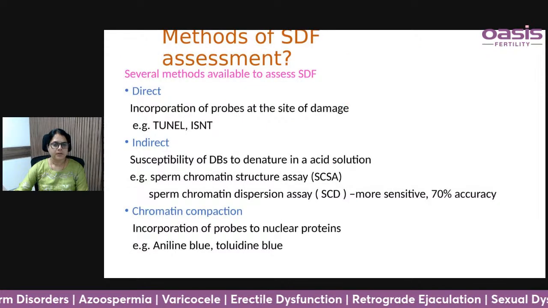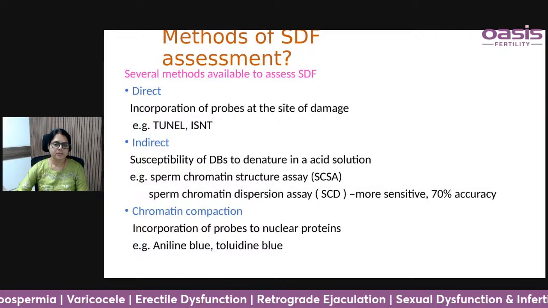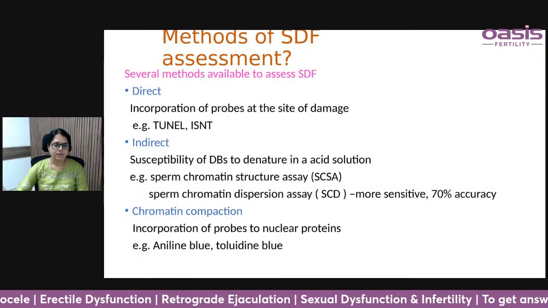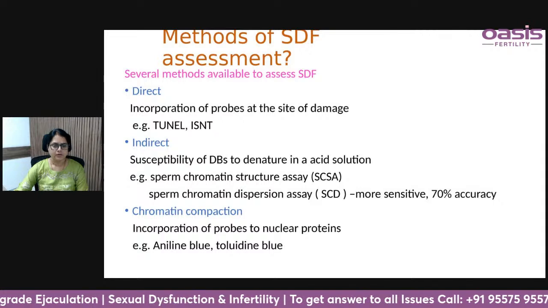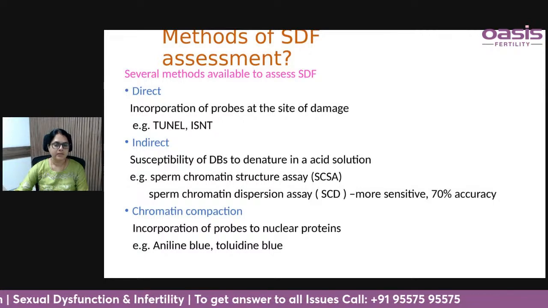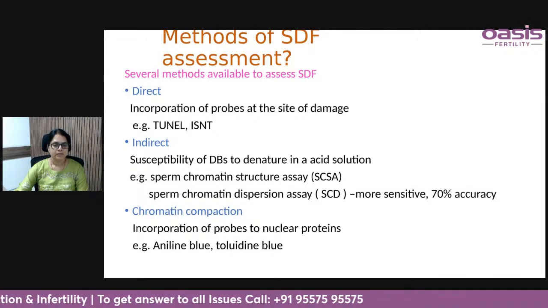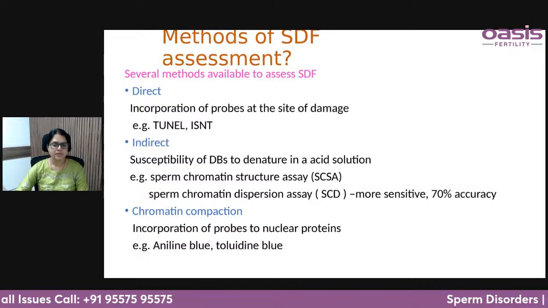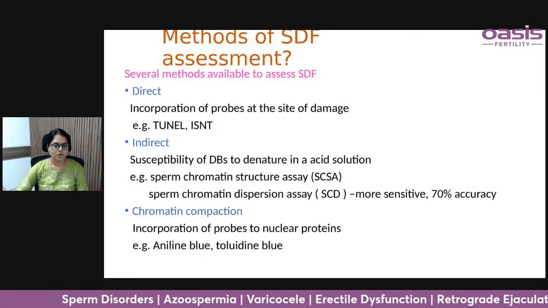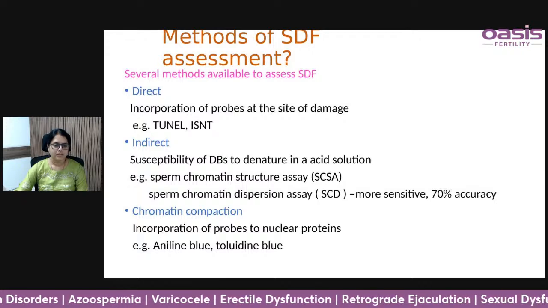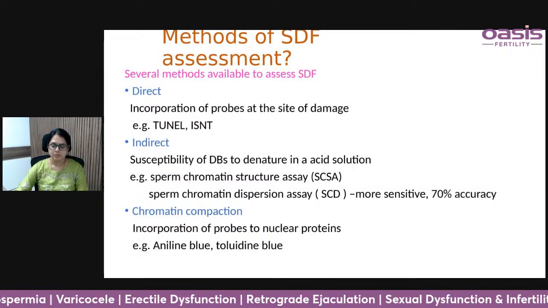And there are different methods available to assess the sperm DNA fragmentation. They are direct tests, for example TUNEL and SCD tests, and indirect tests like sperm chromatin structure assay, known as SCSA, and sperm chromatin dispersion assay, which is more sensitive and with 70% accuracy, and chromatin compaction tests, for example aniline blue and toluidine blue tests.